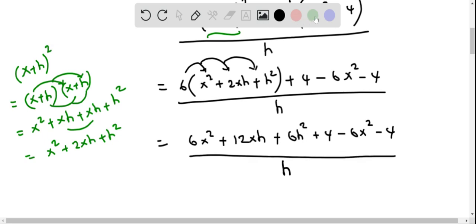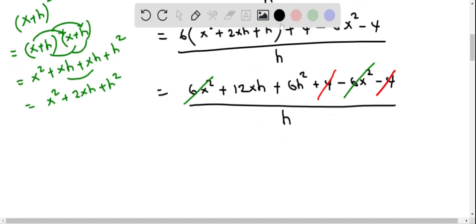Let's look out for the like terms, and we can probably do some cancellation. We have 6x squared, and this will get cancelled with negative 6x squared. And we also have positive 4 and then negative 4, so these two get cancelled. So let's write down the remaining terms. So we have 12xh plus 6h squared, and this is over h.